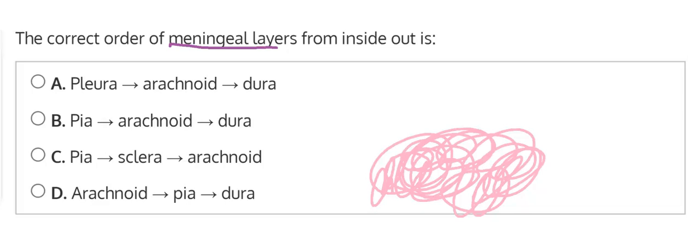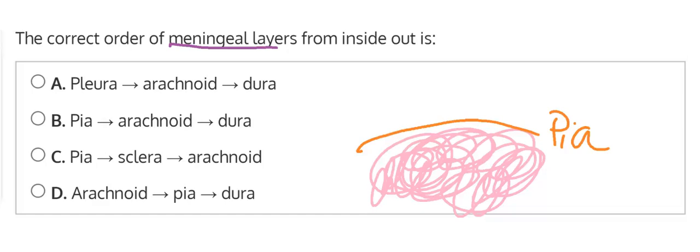The first one, the innermost, would be your pia mater, P-I-A, pia. The pia mater is your innermost and most delicate layer, and it's very tightly bound to the surface of the brain itself and the spinal cord. It also contains tiny blood vessels, which help to nourish the brain itself and also closely protect the brain and its structures.